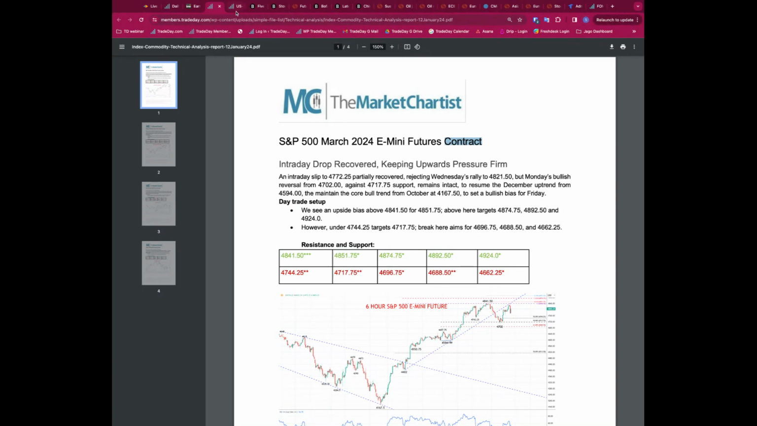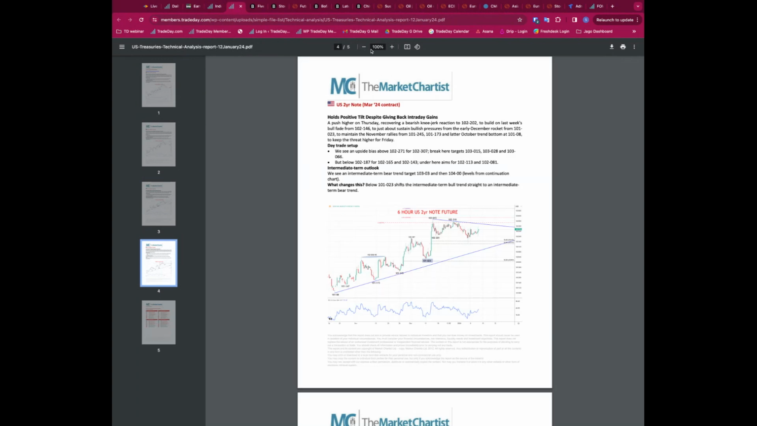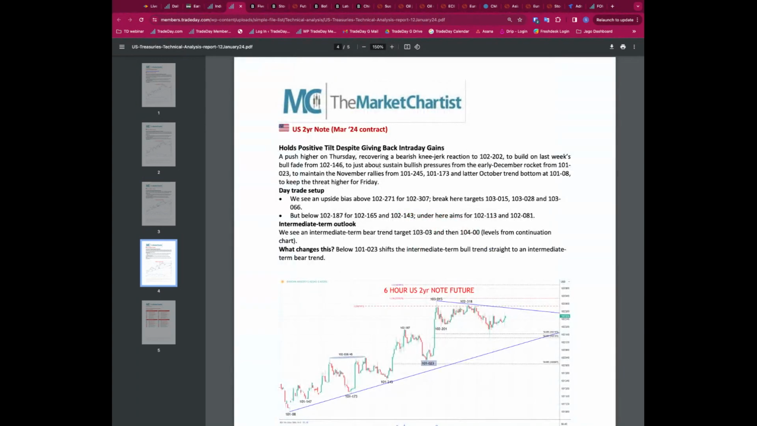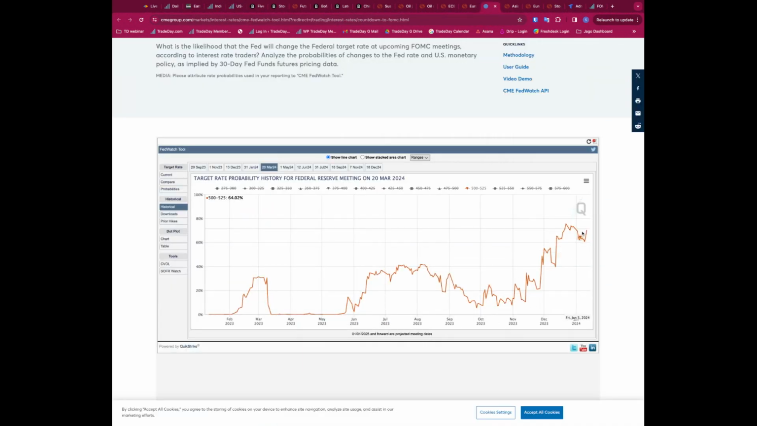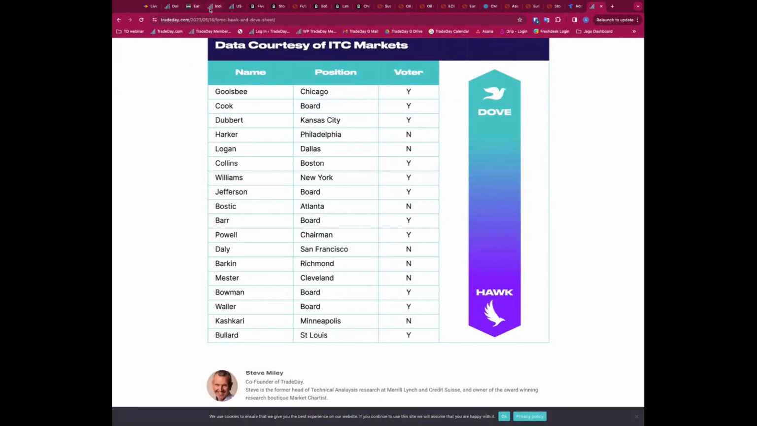The other thing to point out, going back to my analysis here, is to look at the US 2-year. Just similarly to what we saw on the CME, remember the CME FedWatch tool, more chance for a rate cut. This is the short end, right?